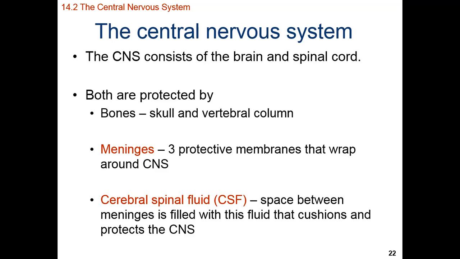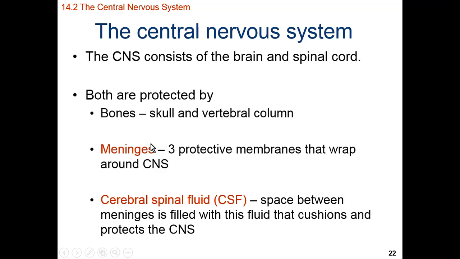The CNS is going to be made of both the brain and spinal cord tissue, and it'll be protected by a series of bones and membranes and fluids. The bones of the skull and vertebral column serve as rough impact protection for our CNS. We have a three-layered membrane known as the meninges, and this three-layer membrane is like gift wrapping or cellophane wrapping that wraps around the CNS to help protect it from the external environment. The three membranes of the meninges are the dura mater, the arachnoid mater, and the pia mater, and they all function together to protect the CNS.